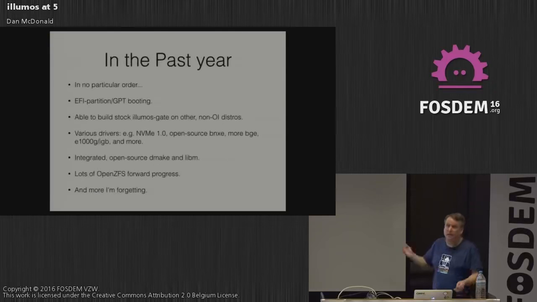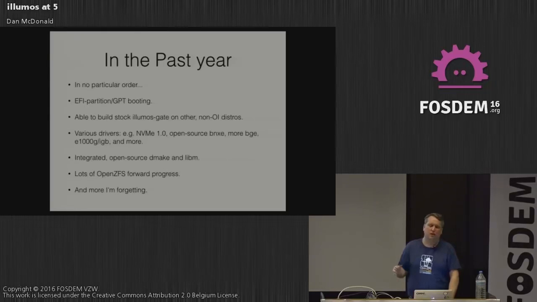In the past year, we've put in EFI partition and GPT booting to keep up with modern hard drives. We were able to build Llumos Gate. For a long time, you could only build it on OpenIndiana. We have now fixed that in OmniOS, and other distros have also been able to use those changes, so they can build Llumos Gate on whatever distro you're running, which is good when you're trying to upstream software into Llumos Gate. Various drivers, we have NVMe, we've got more BGE, more Intel. We're working on other stuff in the next slide with works in progress.